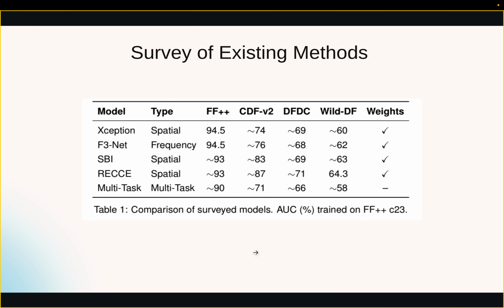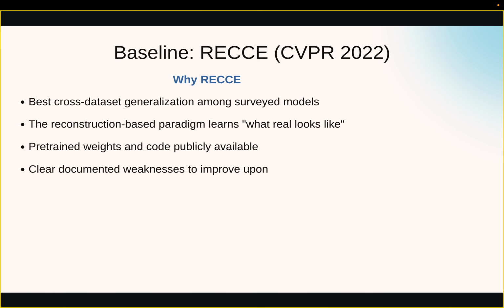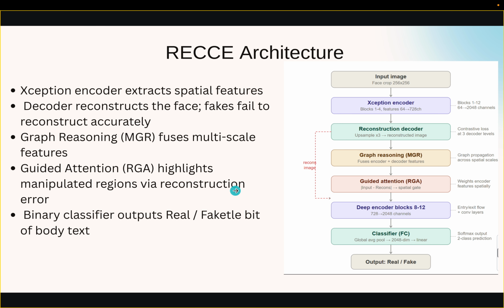We surveyed five models. Our ECCE stood out. It had the best cross dataset generalization, publicly available weights, and clear weaknesses we could build on. And this made it the ideal baseline to start from. This slide just highlights why ECCE is the best model. Like I mentioned, it has the best cross dataset generalization. The weights were publicly available, and it had weaknesses that we can improve and build upon when moving forward.